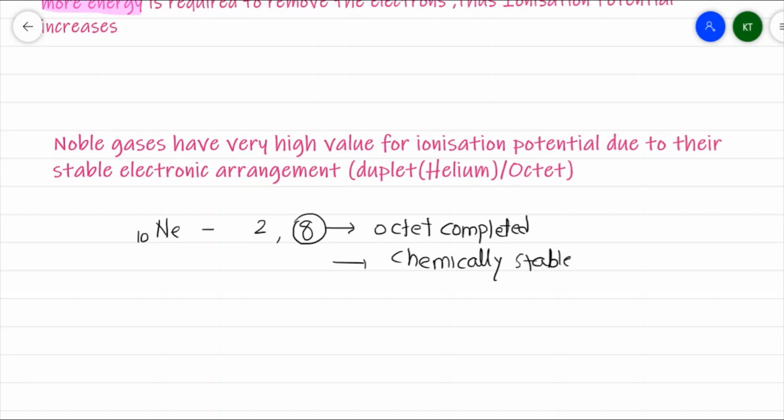Anything which is more stable, if you would like to make it unstable, you'll be spending more energy. So noble gases generally have a very high value of ionization potential because of their chemical stability. They have a stable electronic arrangement, and to disturb the stable electronic arrangement, we require a large amount of energy.